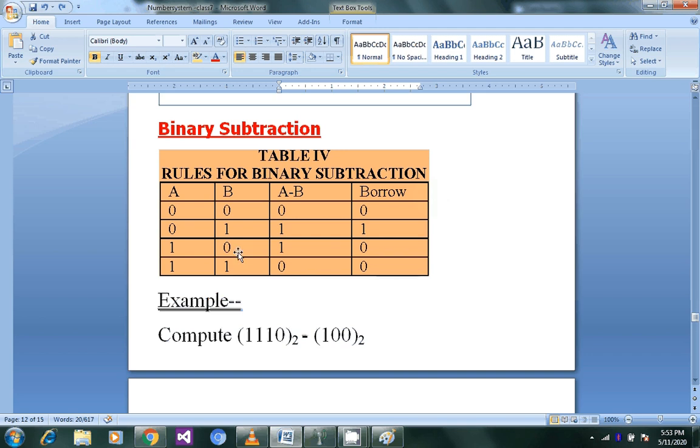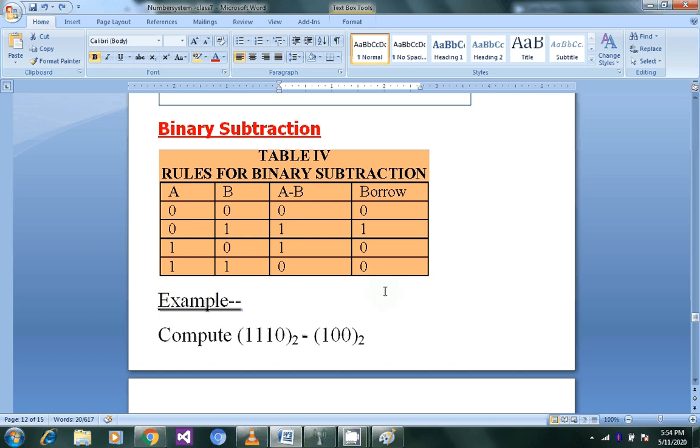Here when you subtract, 0 minus 0 gives 0, 0 minus 1 gives 1 with borrow 1, 1 minus 0 equals 1, and 1 minus 1, as usual, is 0. The borrow is 0 for 0 0, 0 for 1 0, 1 for 0 1, and 0 for 1 1.